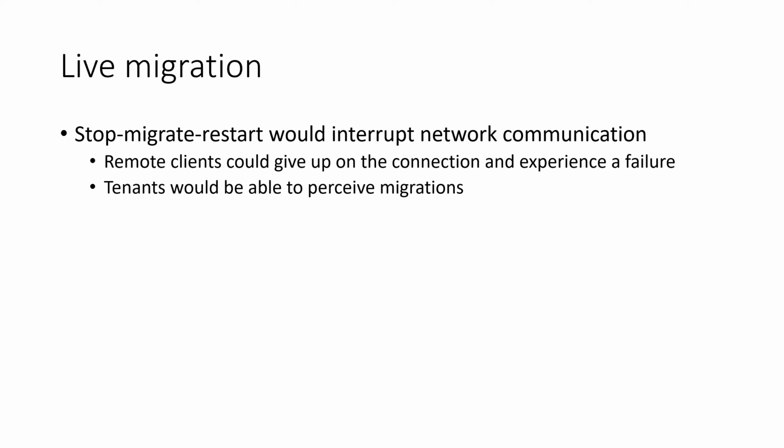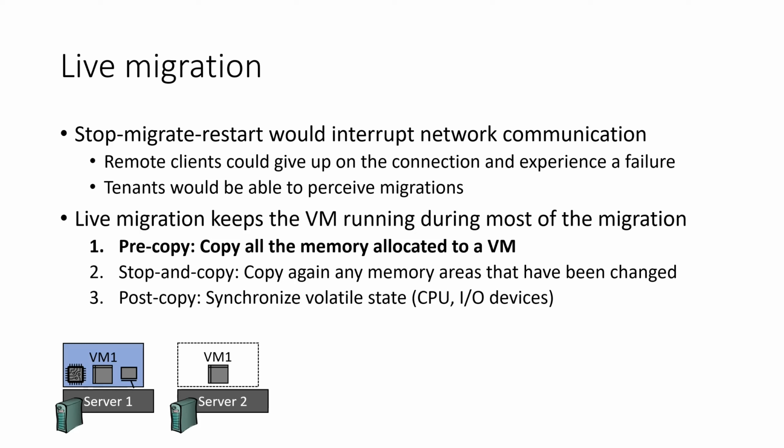So we can't just stop a VM for a long time and let remote clients experience failures. And also, if we stop the VM for a long time, tenants would be able to perceive migrations, so it would not be transparent. To avoid this, engineers have developed live migration. Live migration keeps the VM running for most of the migration, and it happens in 3 steps. The first step is called pre-copy, where we copy all the memory allocated to the VM to a different server. Here we are migrating VM1 that is running on server 1 to server 2. In the pre-copy stage, we copy all of the memory from VM1 to server 2.